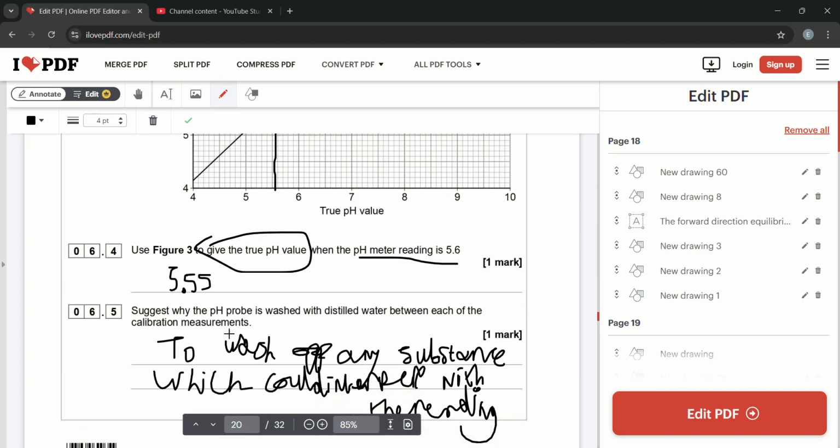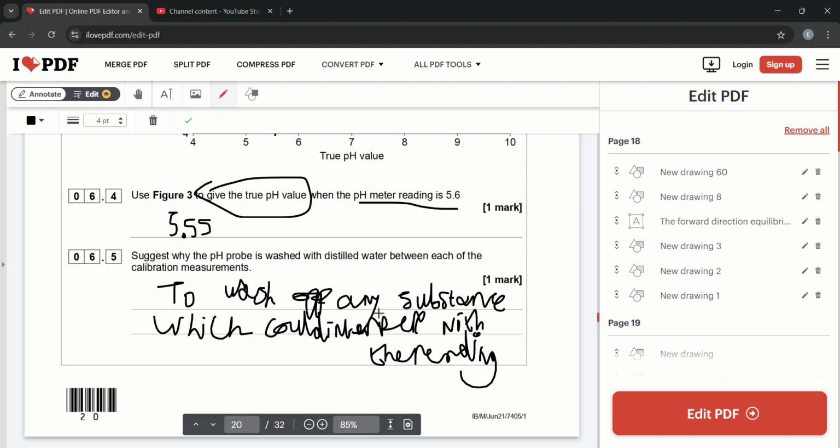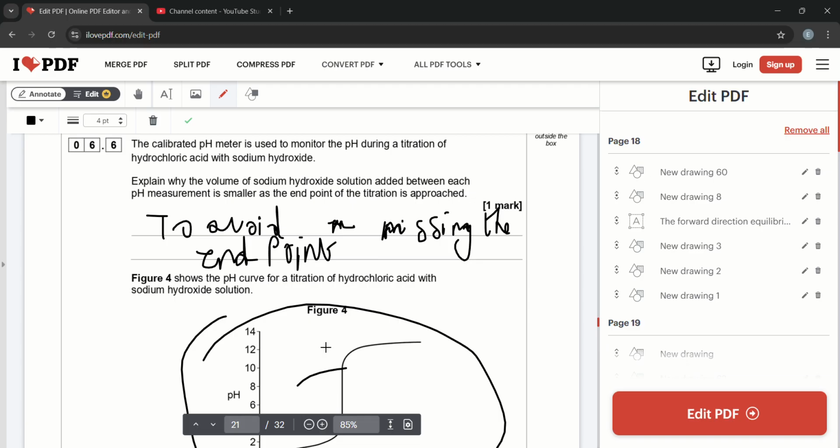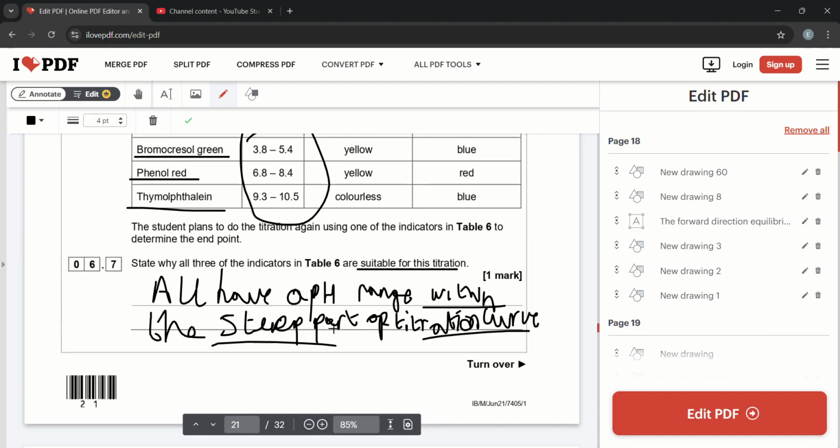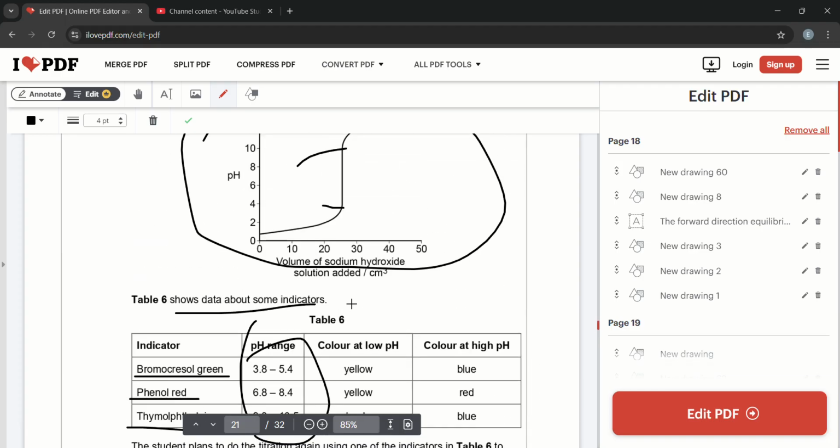Suggest why the pH probe is washed with distilled water between the calibration measurements: to wash off any substance which could interfere with the reading, or to wash off any residual solution that could interfere with the reading. Explain why the volume added between each pH measurement is smaller as the endpoint of titration approaches: to avoid missing the endpoint. All have a pH range within the steep part of the titration curve.